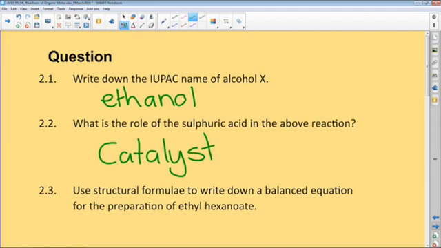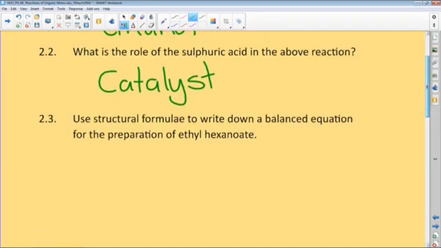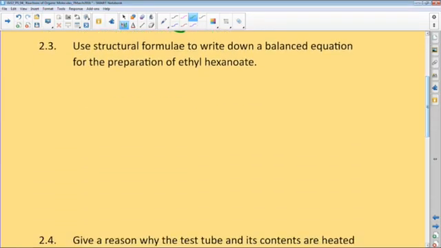Now it says, use the structural formulae to write down a balanced equation for the preparation of ethyl hexanoate. Now here it's about being nice and neat, and I'm probably going to have to do it over 2 lines because it's just not quite right enough for me here, all right? So we start with the ethyl. That means I'm using ethanol. So ethyl means ethanol. Okay, so there's my ethanol. And even though it says balanced, you never ever have to add in any numbers to this. So there's the ethyl.